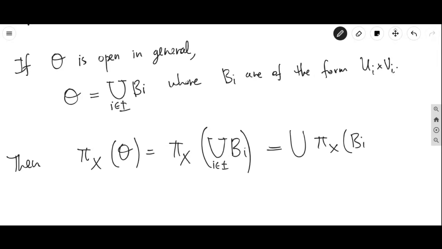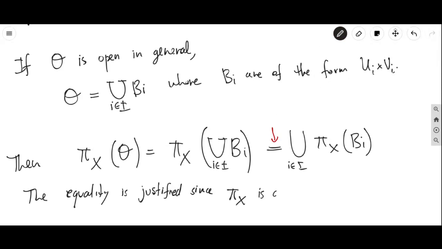And this is like one of those things that one can always forget. Like, is it supposed to go like this? Is it supposed to go like this? Is it equal to? And in this case, it's equal to. So this equality is justified since pi X is a surjective map.